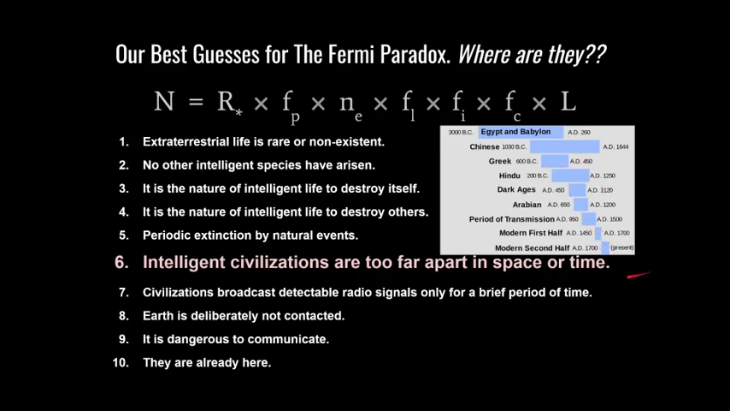But let's say, let me find a better example here. This modern first half peoples, right? They didn't exist at the same time. They started after the Greeks were already done. And so maybe there's a bunch of civilizations out there, but none of us really overlap very much, right? Just like how all these different kingdoms existed on Earth, but they didn't overlap in time.